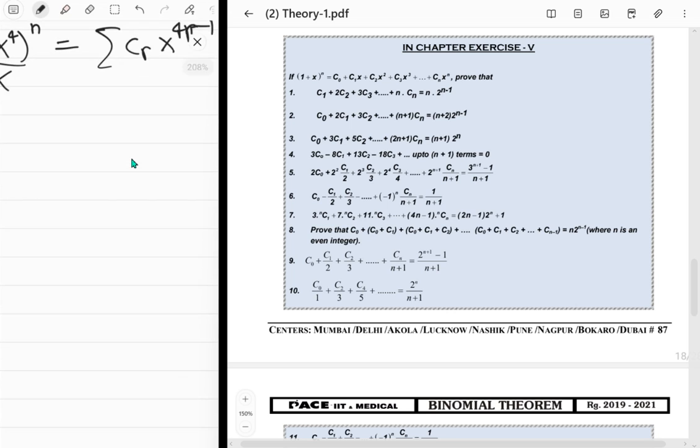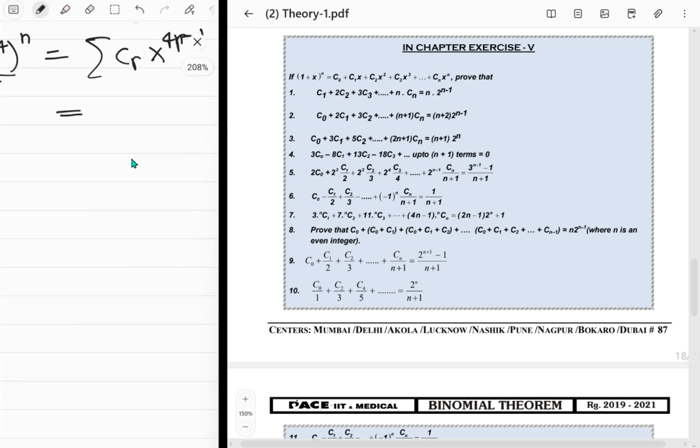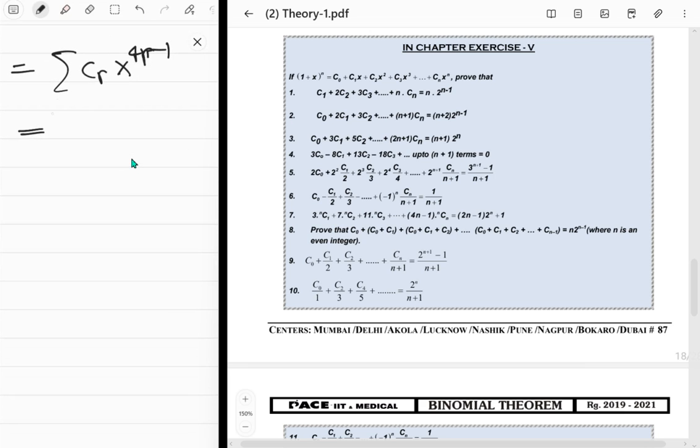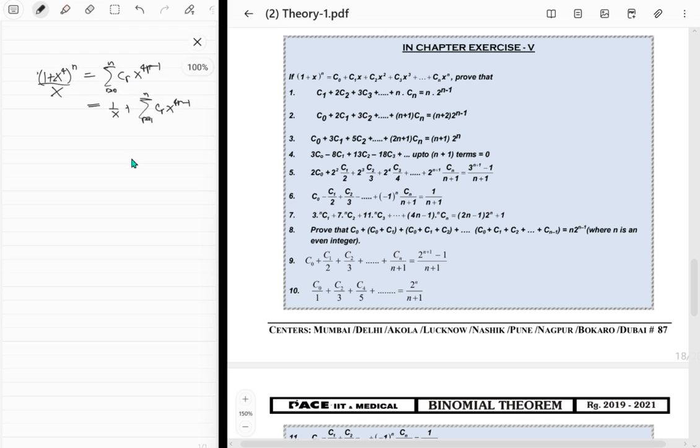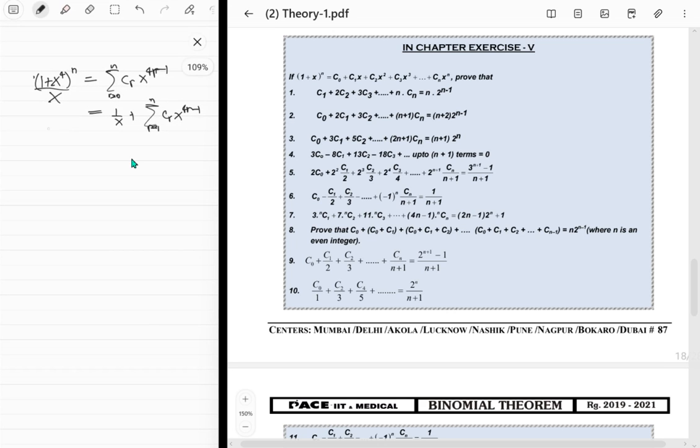So this will be equal to, from r equal to 0 to n in the end. But we can write that as 1 upon x plus the summation from r equal to 1 to n of cr x^(4r minus 1). And then just subtract this 1 upon x on both sides. It's going to be (1 plus x^4)^n minus 1 upon x, equal to whatever the series is. Now what we need to do is just differentiate and put x equal to 1, and we'll be done.